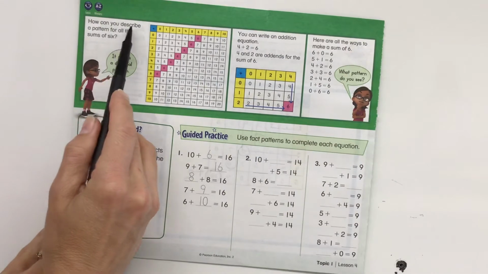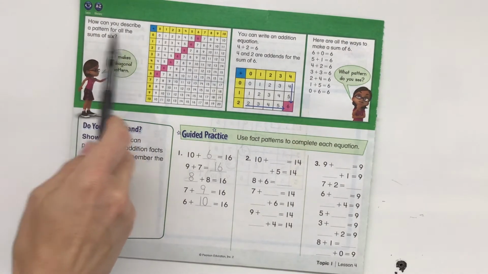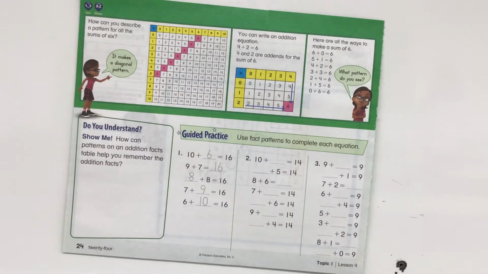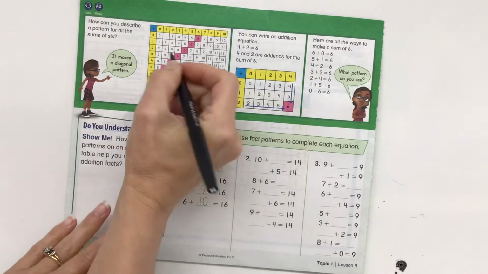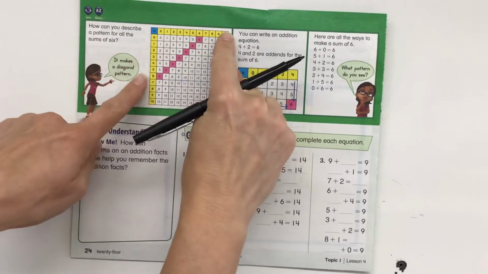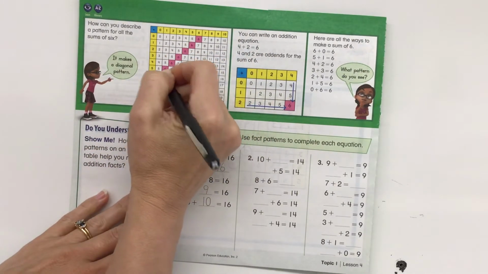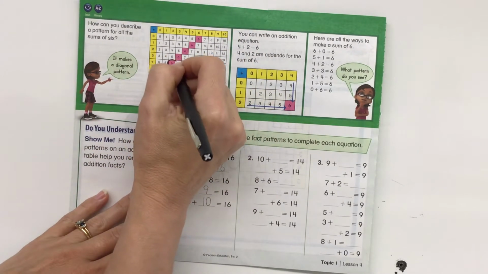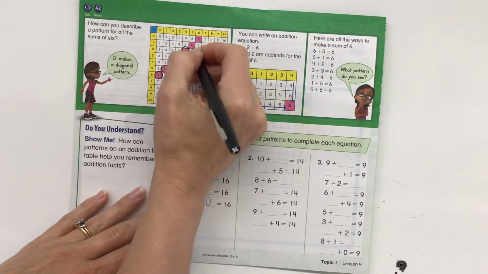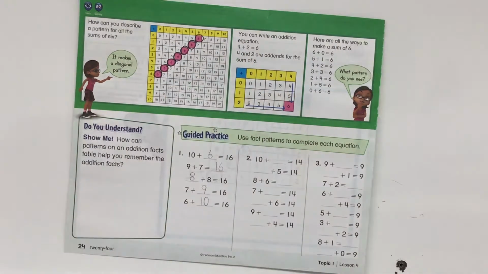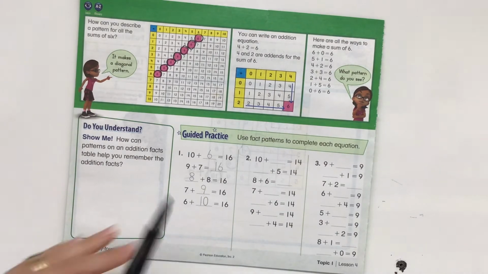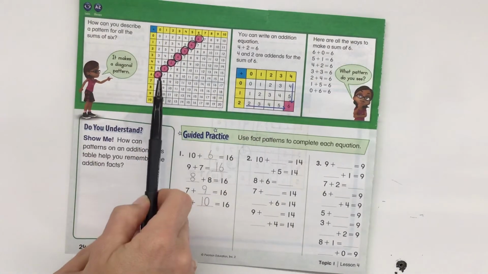How can you describe a pattern for all of the sums of 6? So here's all the sums of 6. Our sums are, remember, our addends are here in yellow. They're the numbers we're adding together. These are our sums. The sum is the answer that we get when we add our two addends together. So all of these here in pink are our sums. Okay? So let's take a look at the pattern.